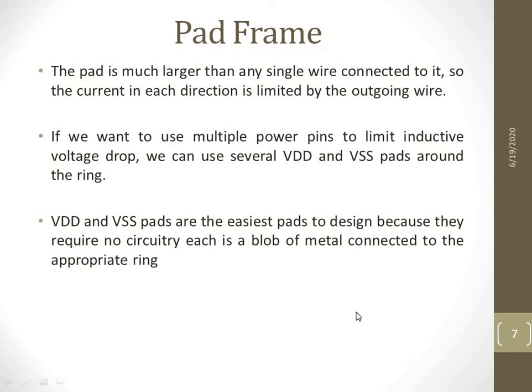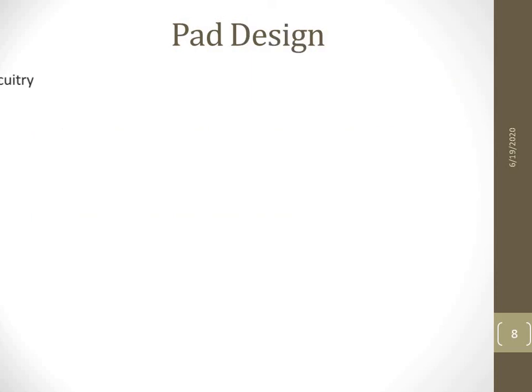VDD and VSS pads are the easiest pads to design because they require no circuitry. Each is a blob of metal connected to the appropriate ring. So now moving on to pad design: pads and pad circuitry.